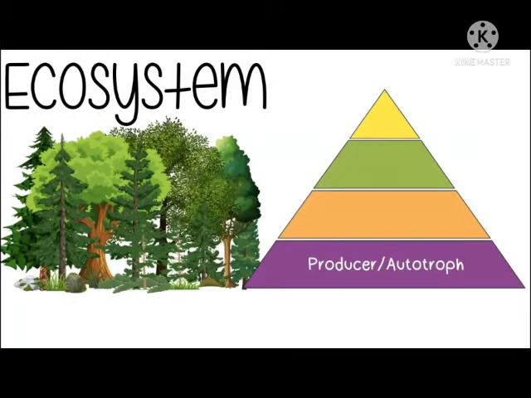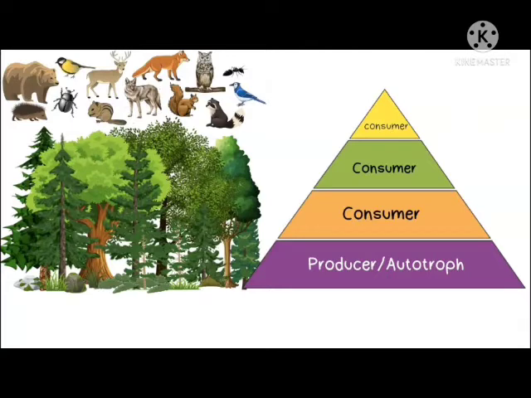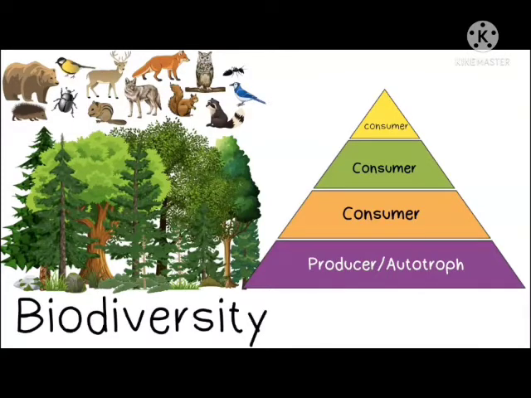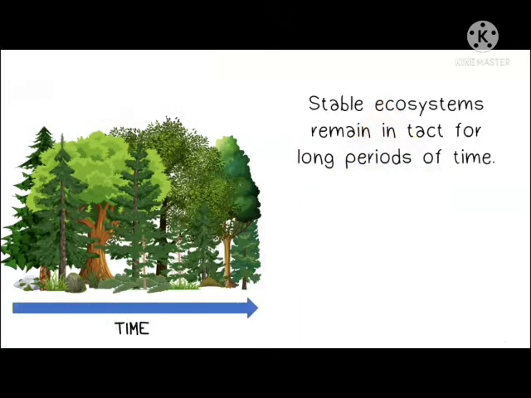Producers are the base of an ecosystem. If there are a lot of producers, we can support a lot of consumers. This ecosystem has a high level of biodiversity, or diversity of species. If an ecosystem has lots of biodiversity, it is more stable. A stable ecosystem remains intact for a long period of time.